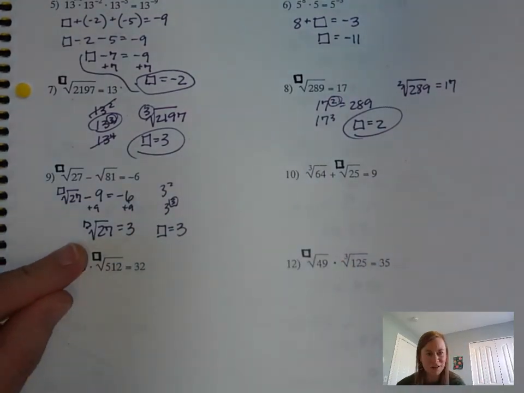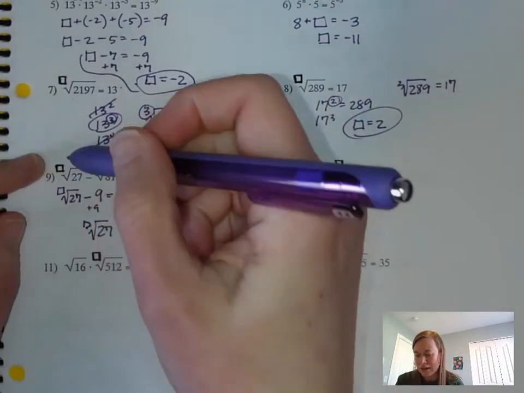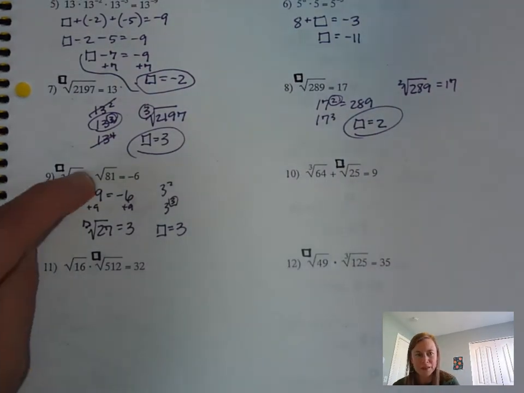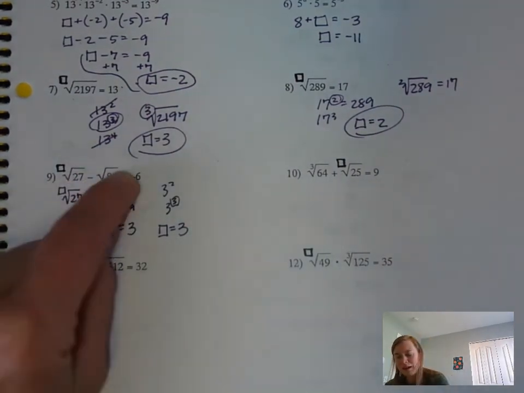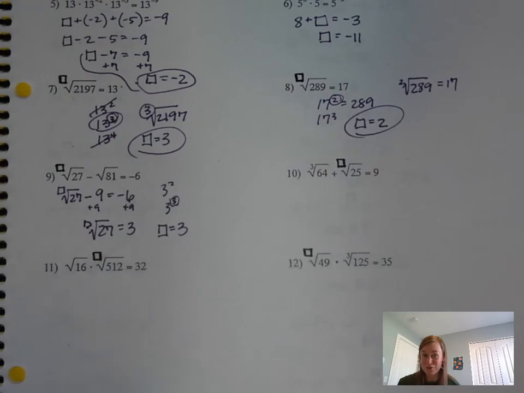And if you're not sure about your answer, you just put the 3 there, you take the cube root of 27, you minus the square root of 81, and make sure you get -6, and then you'll know if you've done it right or not.